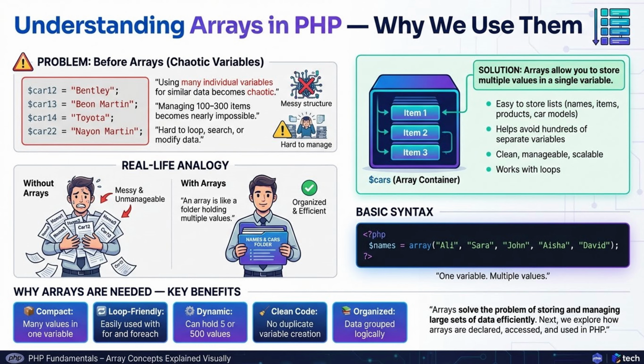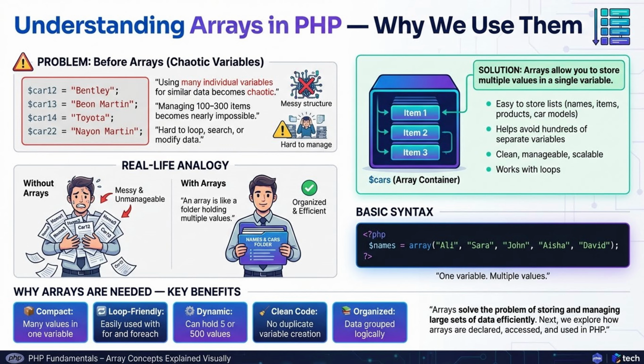The basic syntax for creating an array in PHP is shown in the example. $names equals array Ali, Sarah, John, Aisha, and David. This single variable now holds 5 different names, demonstrating the power of arrays. No duplicate variable creation, no confusion, and no complexity. Just one container with multiple values.